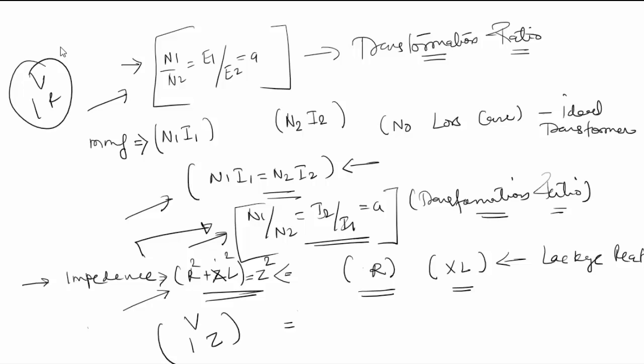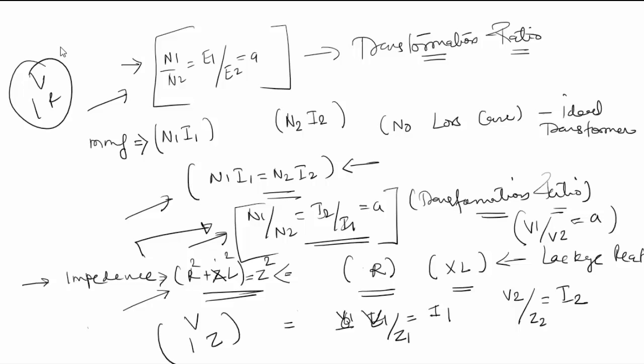So V1 by Z1, or E1 by Z1, will be equal to I1, and V2 by Z2 is equal to I2, and in this case V1 by V2 will be equal to my transformation ratio A.